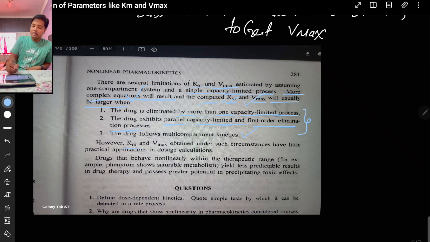If you get such Km and Vmax values for the above cases, they have little practical application for dose calculations. We don't have that. So you need to get the Km and Vmax values only for a drug which follows one compartment and whose elimination is single capacity limited.